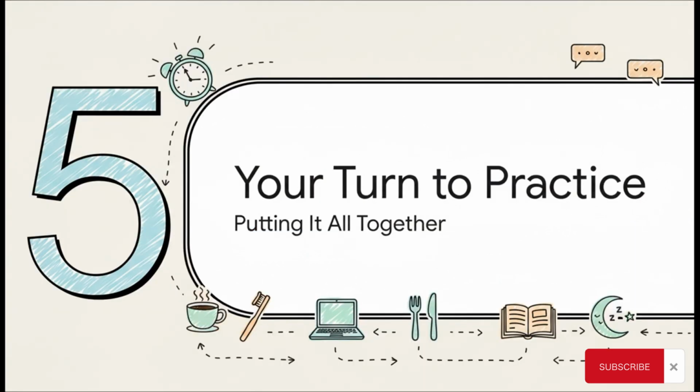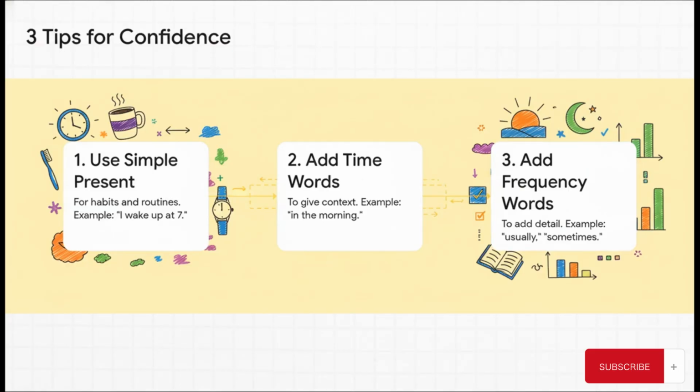All right, we've covered the what, the how, and the why. So now it's time to bring all these pieces together and actually put them into action. This is where you get to practice. You know, if you only take away 3 things from this whole explainer, let it be these 3 tips. 1, stick to the simple present tense. 2, add in those little time words like in the morning or after work. And 3, add frequency words like always or usually. That is your simple formula for success.